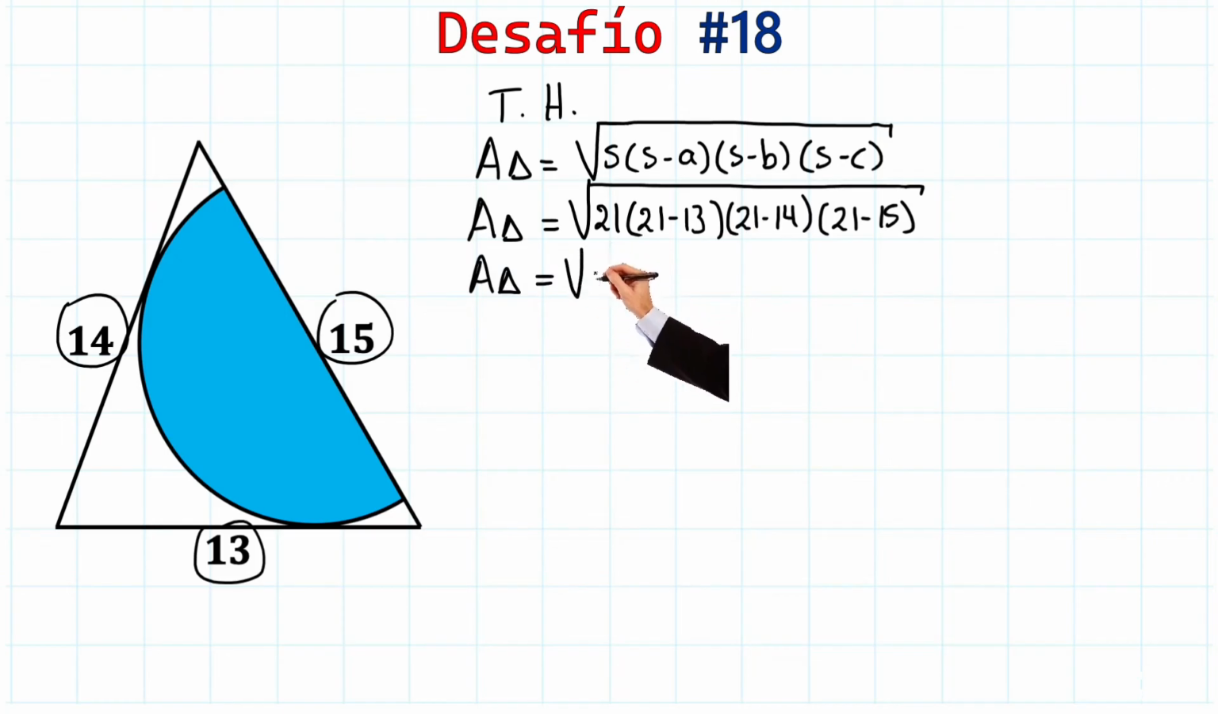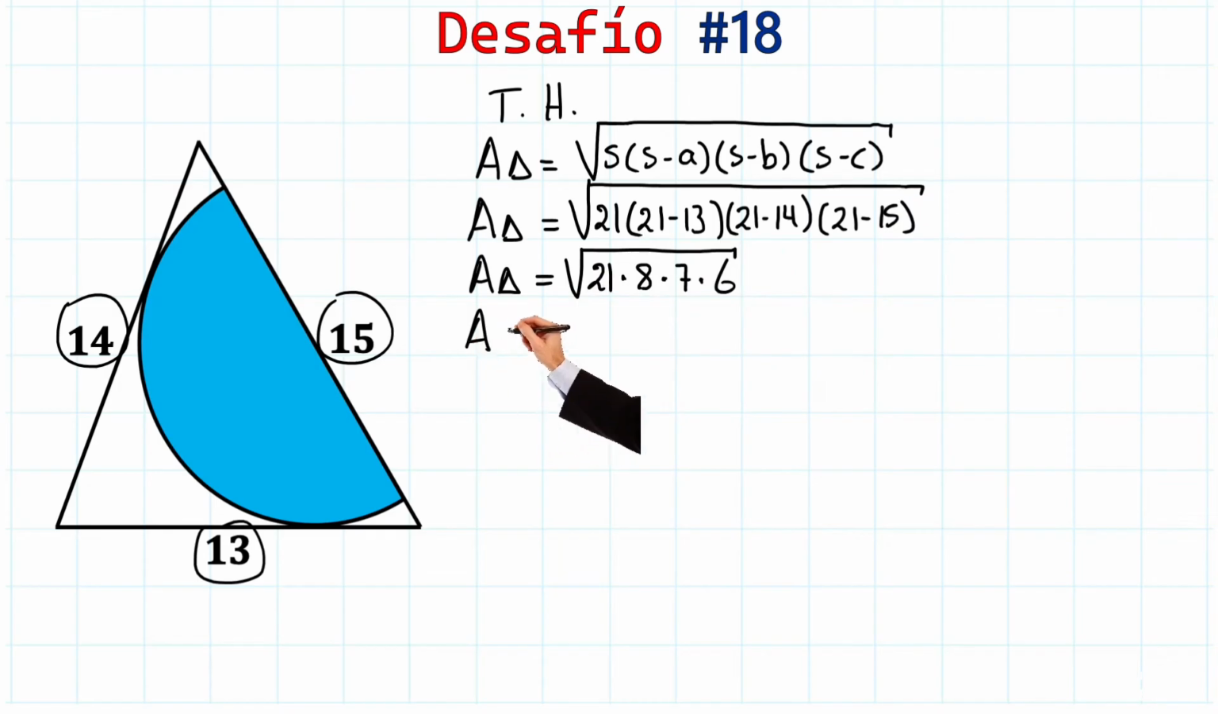the square root of 21. And look, 21 minus 13 is 8. 21 minus 14 is 7. And 21 minus 15 is 6. Now let's factor all of this to be able to take the square root out whatever we can, right? So then, let's factor it right here.